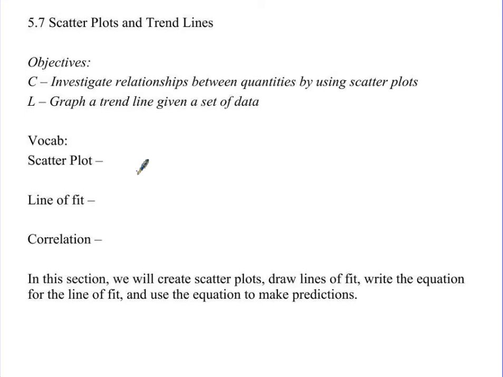Scatter plot. Scatter plots are just graphs of data. That's it. And your data is just going to be ordered pairs only. No lines, no little curves or anything, just dots.